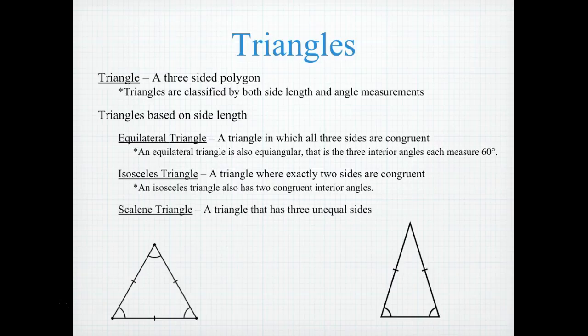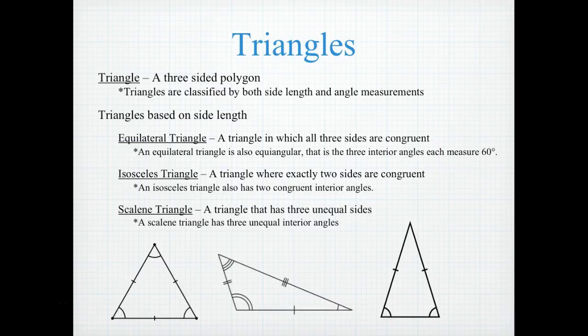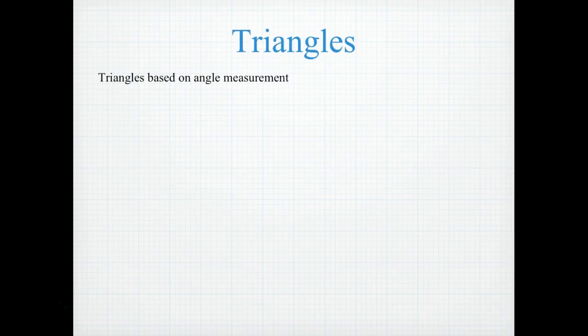And lastly, we have a scalene triangle, and a scalene triangle has three unequal sides. A scalene triangle has three unequal interior angles. So an equilateral triangle has three congruent sides and three congruent angles. An isosceles triangle has two congruent sides and two congruent angles, and a scalene triangle has three unequal sides and three unequal angles. Next, we're going to classify triangles based on their angle measurement.